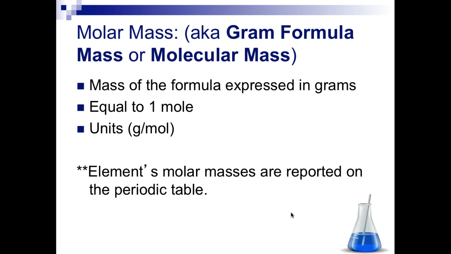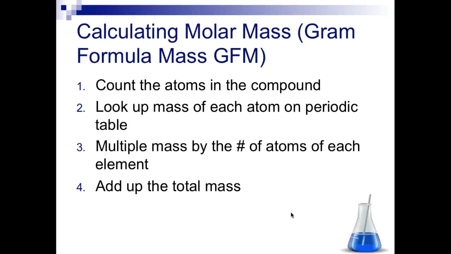The way that we can get to moles is we have to look at the molar mass, or we're going to call that the gram formula mass or molecular mass. This is the mass of the formula expressed in grams. It's equal to 1 mole and it has units of grams per mole. The elements' molar masses are reported on the periodic table. So when you look at your periodic table, all of those masses that are up there are actually molar masses. That's the mass of 1 mole of the element.